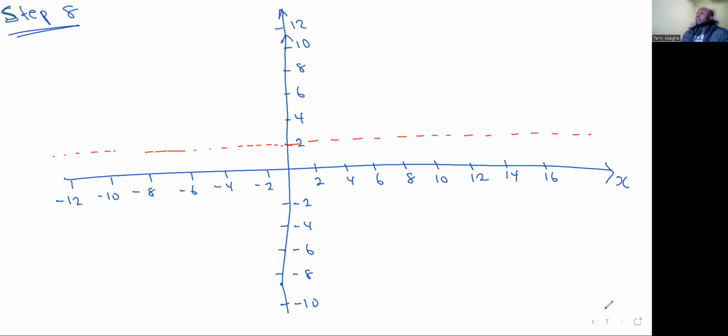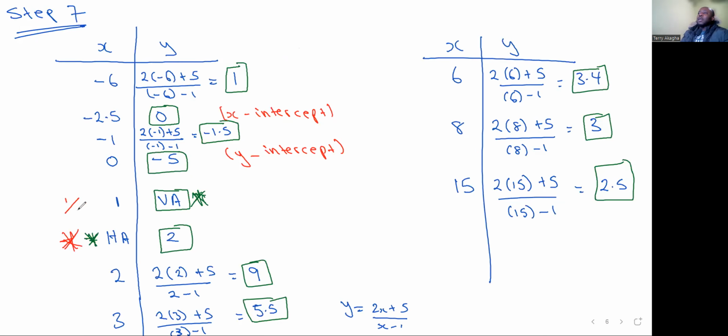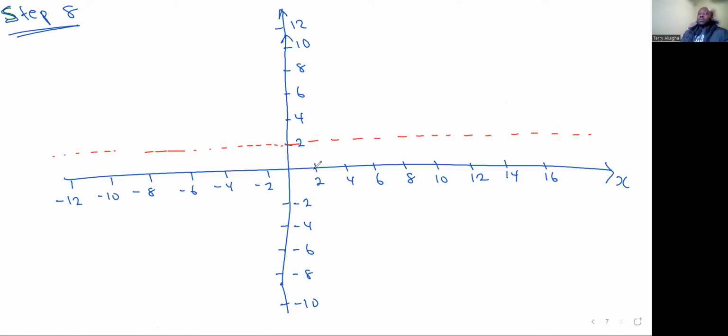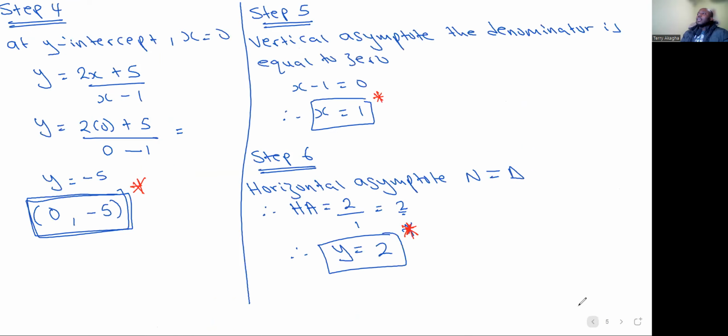Then what is the vertical asymptote? The vertical asymptote we had was 1. So we're going to go back. 1 is somewhere here. So this is going to be the vertical asymptote. All right, good. So the vertical asymptote was at 1, and this is where 1 is. Let's get cracking then.